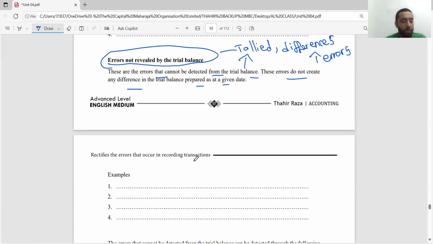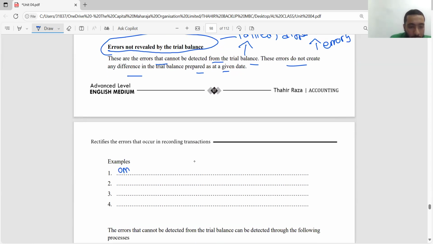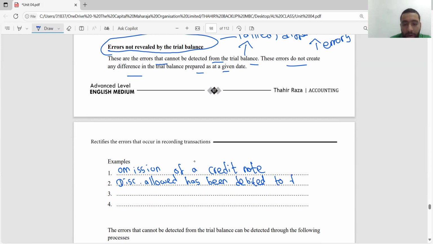Let's quickly get this done. Example number one: omission of a credit note. Once we are done with all four, I will explain what this is. Number two: discount allowed has been debited to discount received.